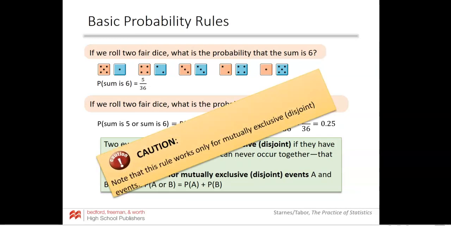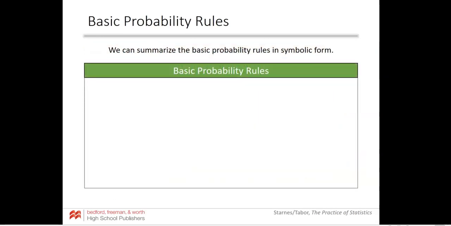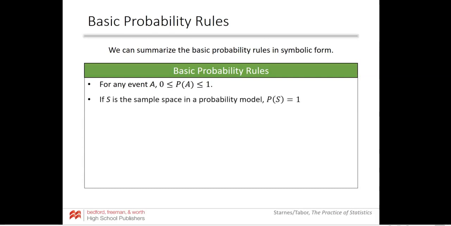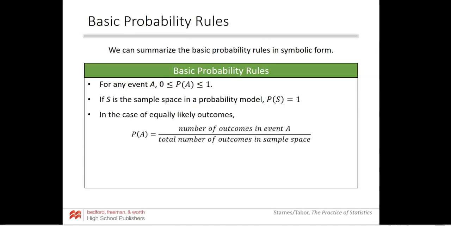This rule works only for mutually exclusive, disjoint events. It gets complicated when there's overlap, and there was no overlap there. Again, this is more clear. I like the way they said it there, between 0 and 1, including 0 and 1. S, we call that the sample space in this setting. The probability of the sample space must equal 1. It's a weird way of thinking about it, but those are all the possible outcomes.